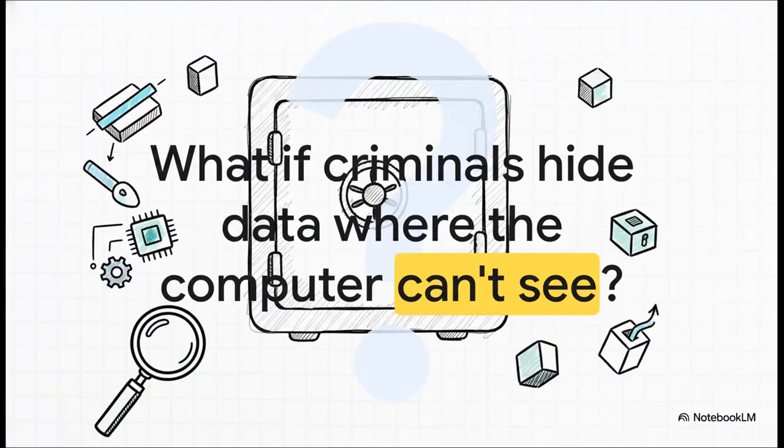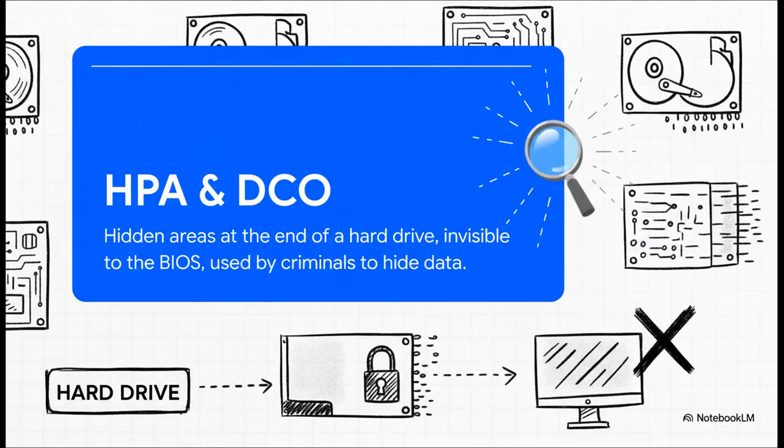And that's a fascinating question, isn't it? How in the world do you find something that is intentionally hidden from the very system that's designed to read it? This is where forensic tools had to get even smarter. The answer was in these secret compartments on the hard drive itself.